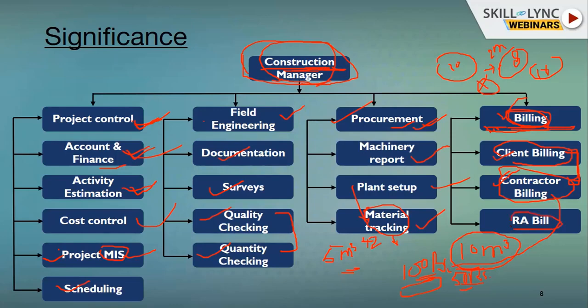Okay, we will also see preparation of the RA bill, that is running account bill. Running account basically deals with the client and the concessionaire both. We will see in detail. Okay, so to be a good construction manager, all these aspects he should know, or a good construction project manager should have an idea. In this course we will discuss all these points in detail, in depth.